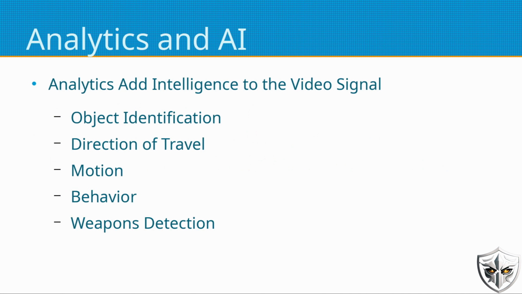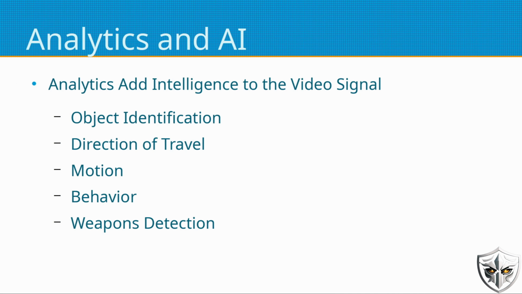Your newer cameras are highly intelligent. They have analytics and artificial intelligence built into them. Analytics adds intelligence to that video signal. You can get object identification, direction of travel, motion detection, behavior, and weapons detection. So object identification can be, is this a car? Is this a human? Is this an animal? Is it a bicycle, right?